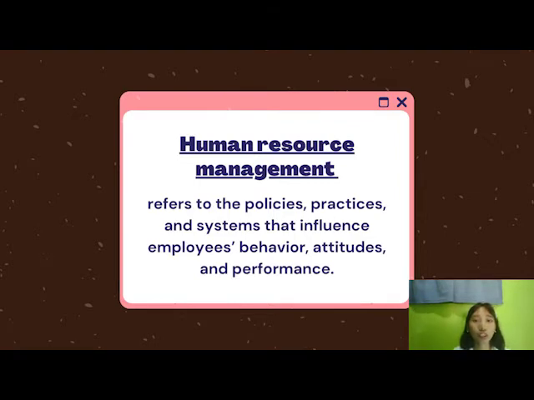Human resource management refers to the policies, practices, and systems that influence employees' behavior, attitudes, and performance. It is also defined as the practice of managing people in order to achieve better performance. I agree that good human resource management is essential for businesses of all sizes. This department is responsible for a variety of tasks.